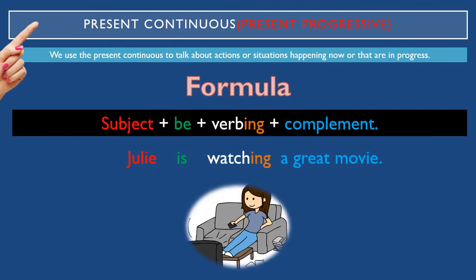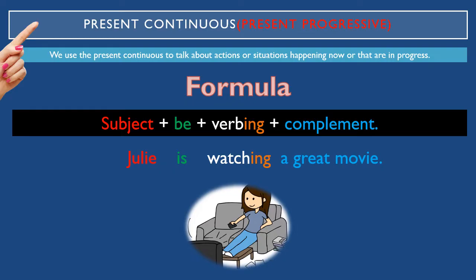Guys, let's continue with Unit 5. In this moment, we are going to talk about the first grammar point, which is the present continuous or present progressive. When do we use the present continuous or the present progressive? Well, we use the present continuous to talk about actions or situations happening now or that are in progress. So we use this grammar to talk about situations or things that are happening at the moment of speaking. I mean, right now.